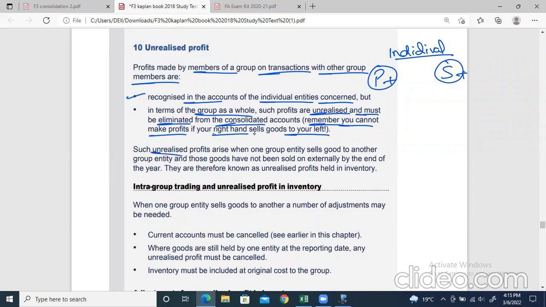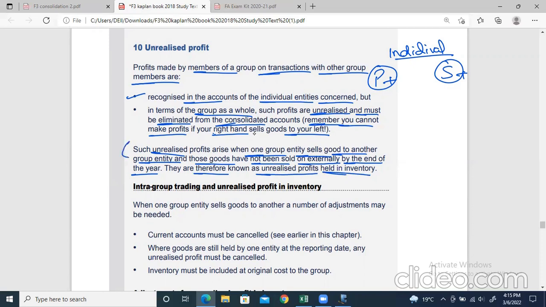Okay, so such unrealized profits arise when one group entity sells goods to another group entity. Those goods have not been sold on externally by the end of the year. So the thing over here is that we are just looking at the remaining inventory. In other words, it is the same explanation, right? They are therefore known as unrealized profit held in inventory.